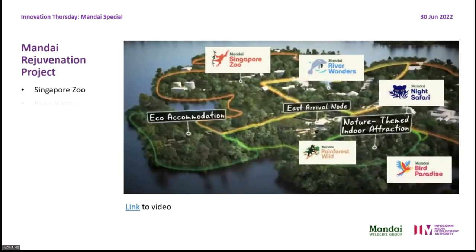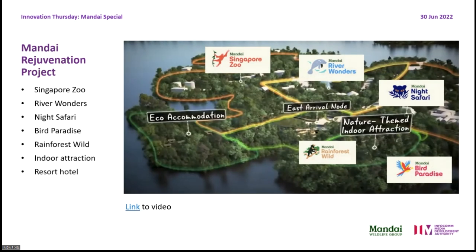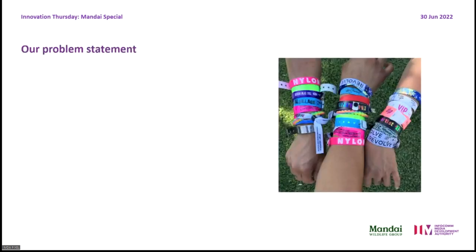As Edmund has mentioned earlier, this is our Mandai rejuvenation project, where we have the entire Mandai precinct, including the four parks, which are Singapore Zoo, River Wonders, Night Safari, and our new Bird Paradise. We have new ones, for example, like the Rainforest Wow. We have indoor attractions and our new eco-resort hotel as well. So this entire project is called the Mandai rejuvenation project, and I'll refer to this as the Mandai precinct from now on. So what is actually the problem statement?